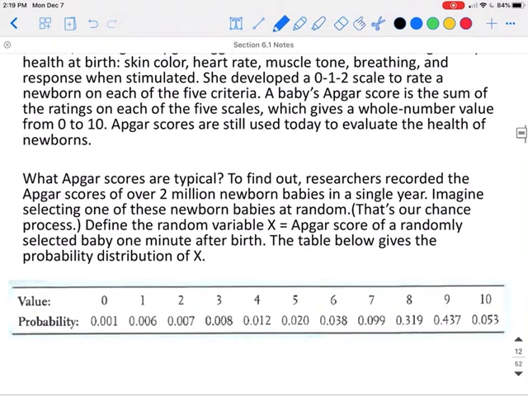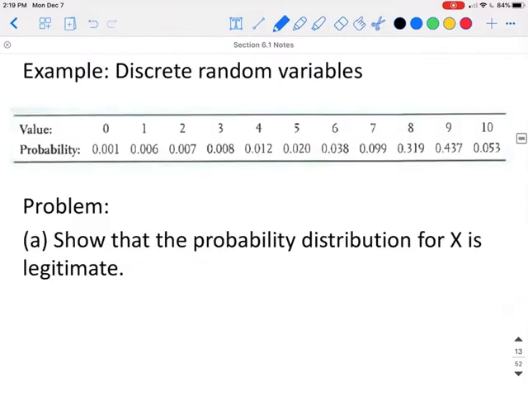What Apgar score is typical? To find out, researchers recorded Apgar scores of over 2 million newborn babies in a single year. Imagine selecting one of those newborns at random. So that's our chance process that we're looking at. We're going to define our random variable X to equal the Apgar score of a randomly selected baby 1 minute after birth, and the table below shows that data.